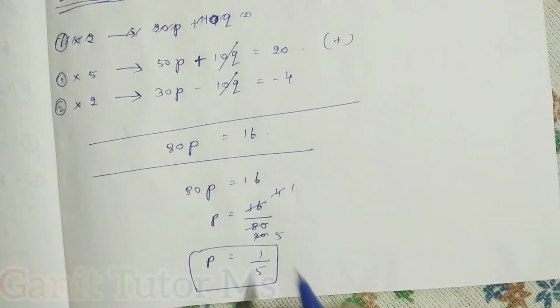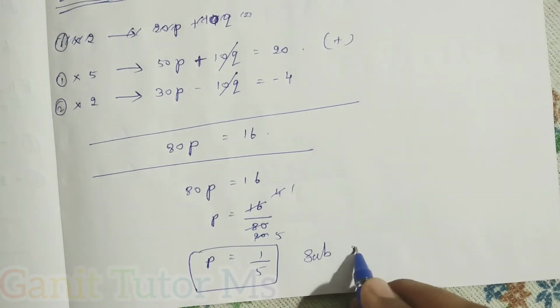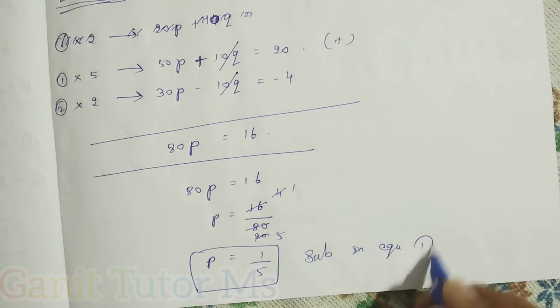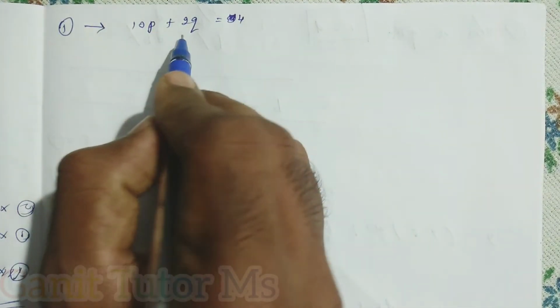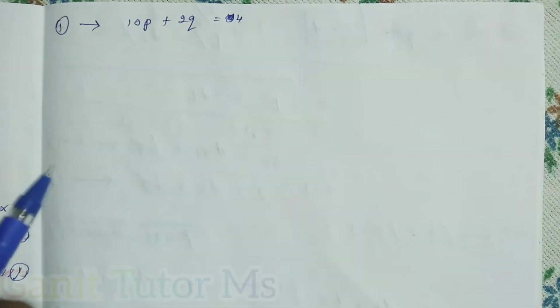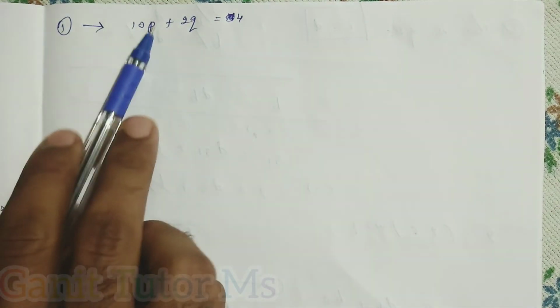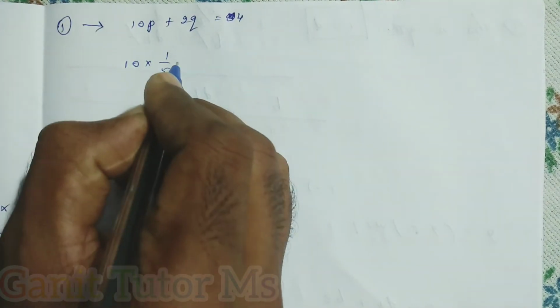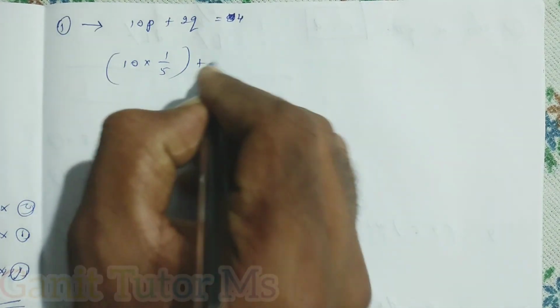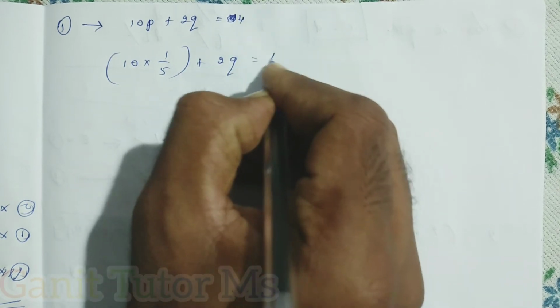So the p value we find out is 1 by 5. Now we can substitute this in equation 1. Clear? Any doubt? Here the first equation is 10p plus 2q is equal to 4. Now in this equation, instead of p, you can substitute 1 by 5. So 10 into 1 by 5 plus 2q equal to 4.